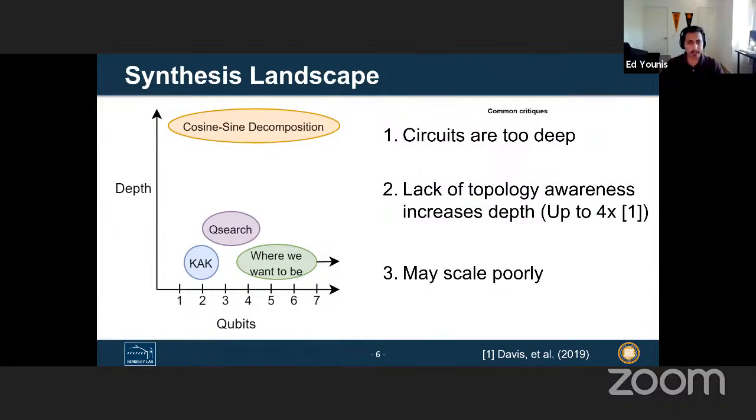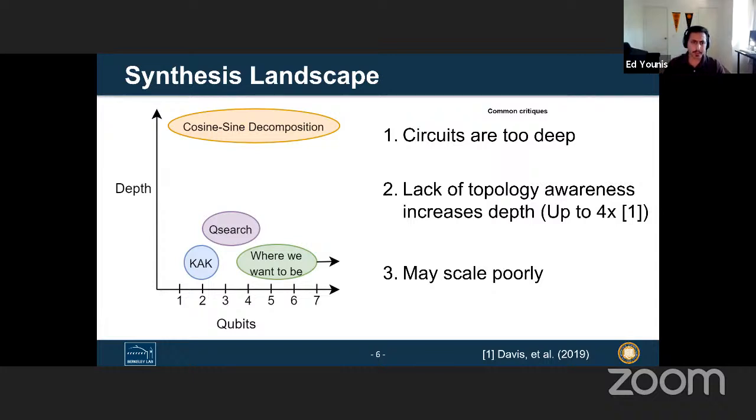Here's what the landscape of synthesis tools looks like right now. We see a few software tools plotted on this graph, where the x-axis is the maximum number of qubits that the tool can handle. This represents scalability. And on the y-axis, we have depth. This gives an average outlook of how long the circuits produced are.